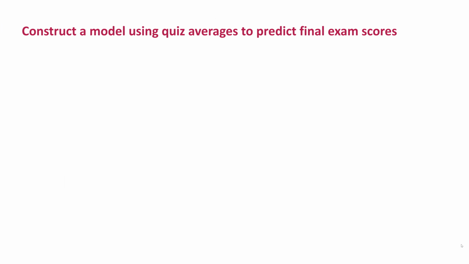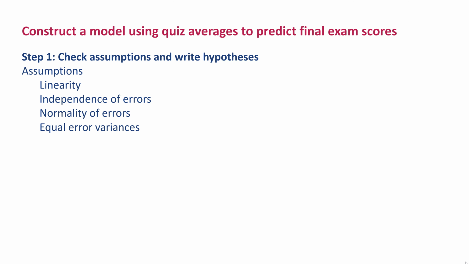As a reminder, we are constructing a model using quiz averages to predict final exam scores. So quiz averages are the predictor or x variable, and final exam scores are the response or y variable. What we're really testing here is whether or not the slope is statistically significant. Step 1 is to check assumptions and write hypotheses. We have 4 assumptions: linearity, independence of errors, normality of errors, and equal error variances.